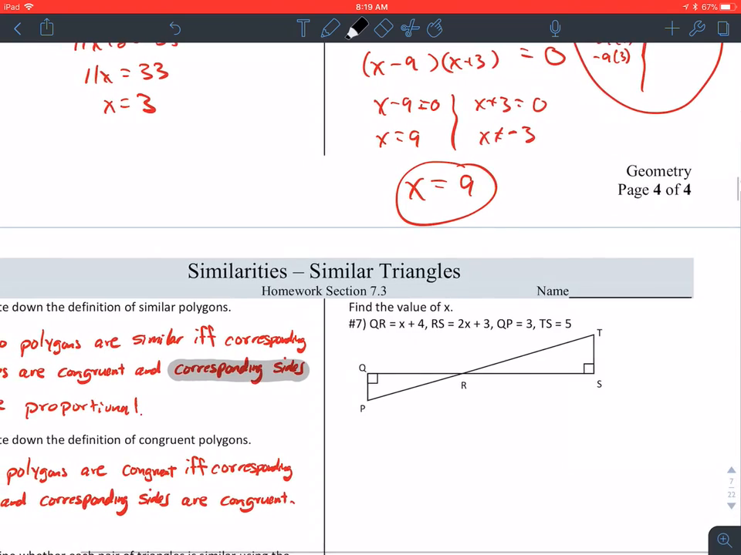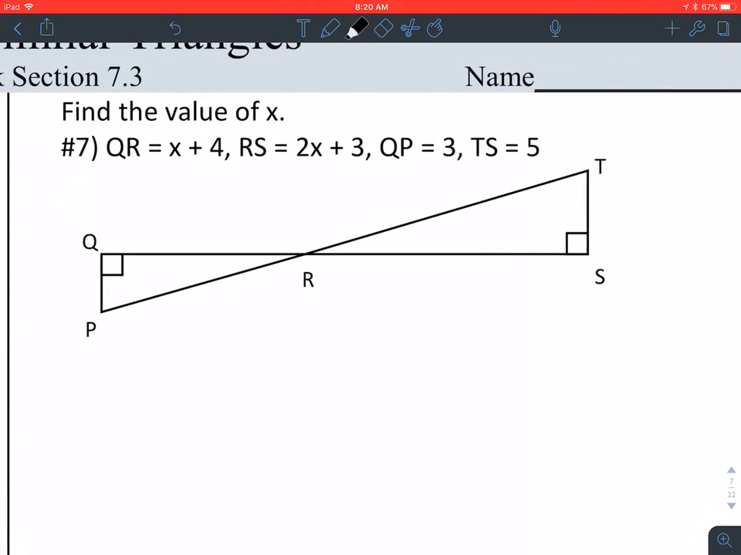All right, let's get into some real problems, like number 7. Find the value of x. We are not told if these are similar or not. We have to know that they're similar for us to be able to do this. So check this: congruent and congruent. Vertical angles. Angle Q and angle S are congruent because they are 90 degrees. All right angles are congruent.